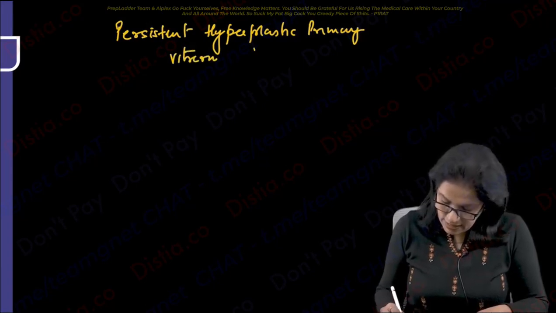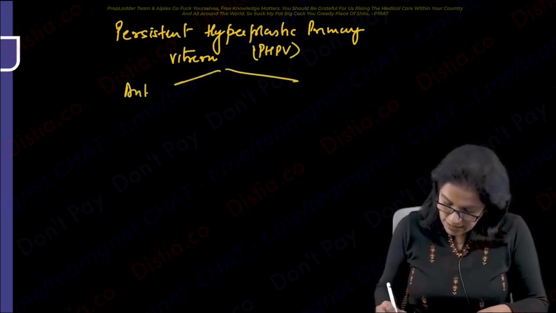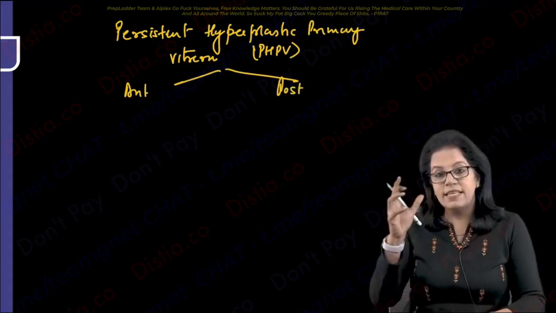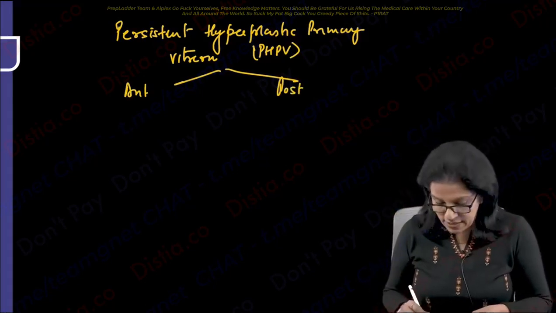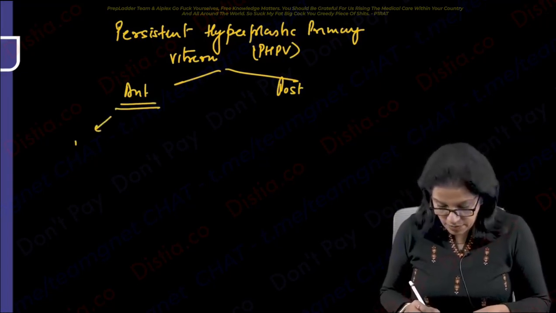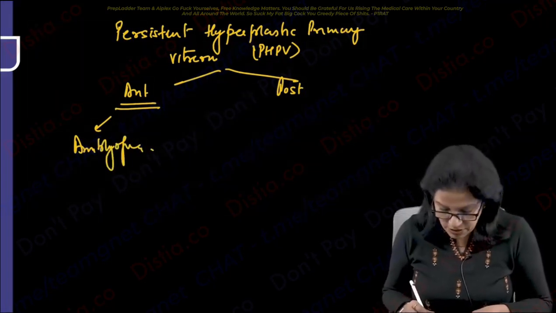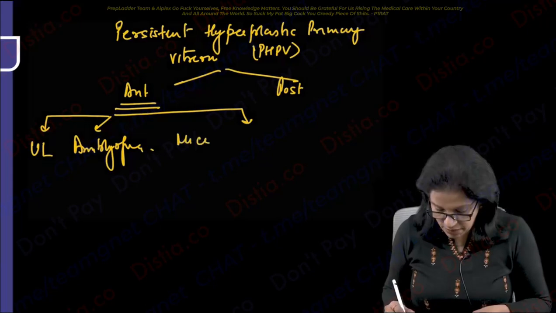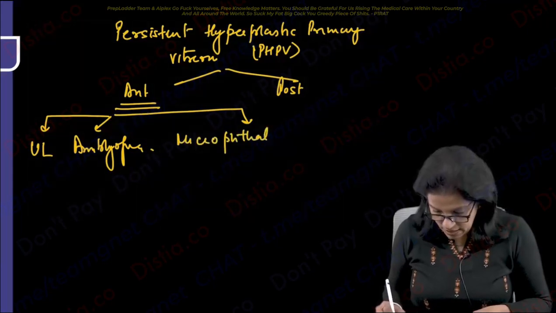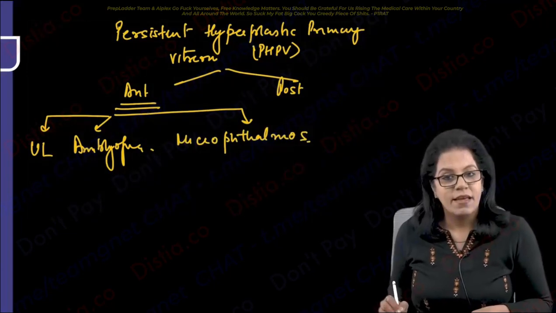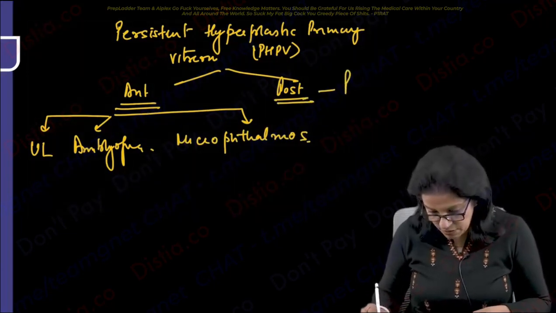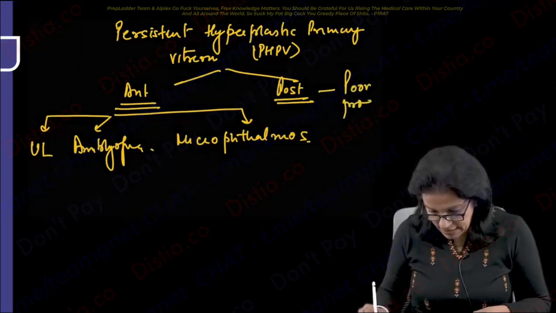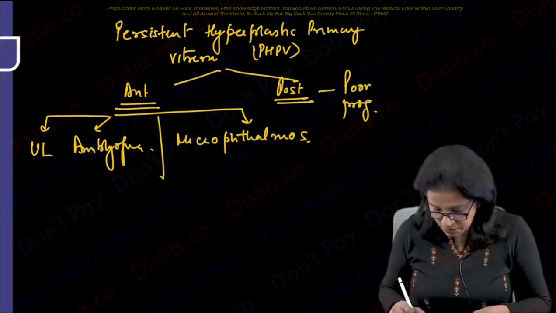PHPV, right? Now, what we are going to learn further, we just said it can be anterior or posterior, right? So, anterior, which is behind the lens, think yourself, will cause an opaque media, and therefore what will happen? It can lead to amblyopia. The main problem with the patient is this child will be amblyopic. Generally, it is unilateral and it may be associated with microphthalmos.